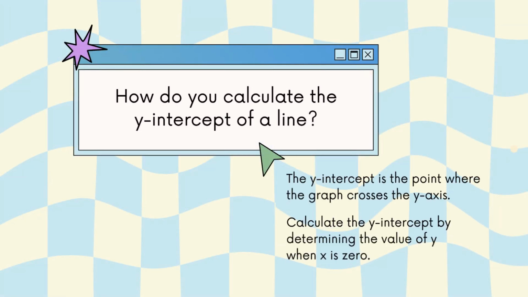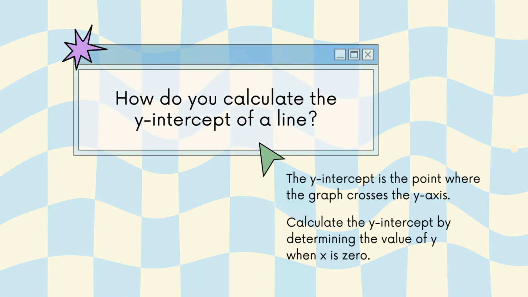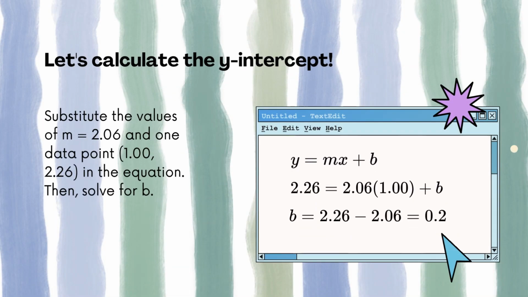How do you calculate the y-intercept of a line? The y-intercept is the point where the graph crosses the y-axis, and you calculate it by determining the value of y when x is 0. So let's calculate the y-intercept. Substitute the values of m equals 2.06 and one data point, 1.00 and 2.26, into the equation like this, then solve for b. First you substitute m with 2.06, x with 1.00, and y with 2.26, and the answer will be 0.2.